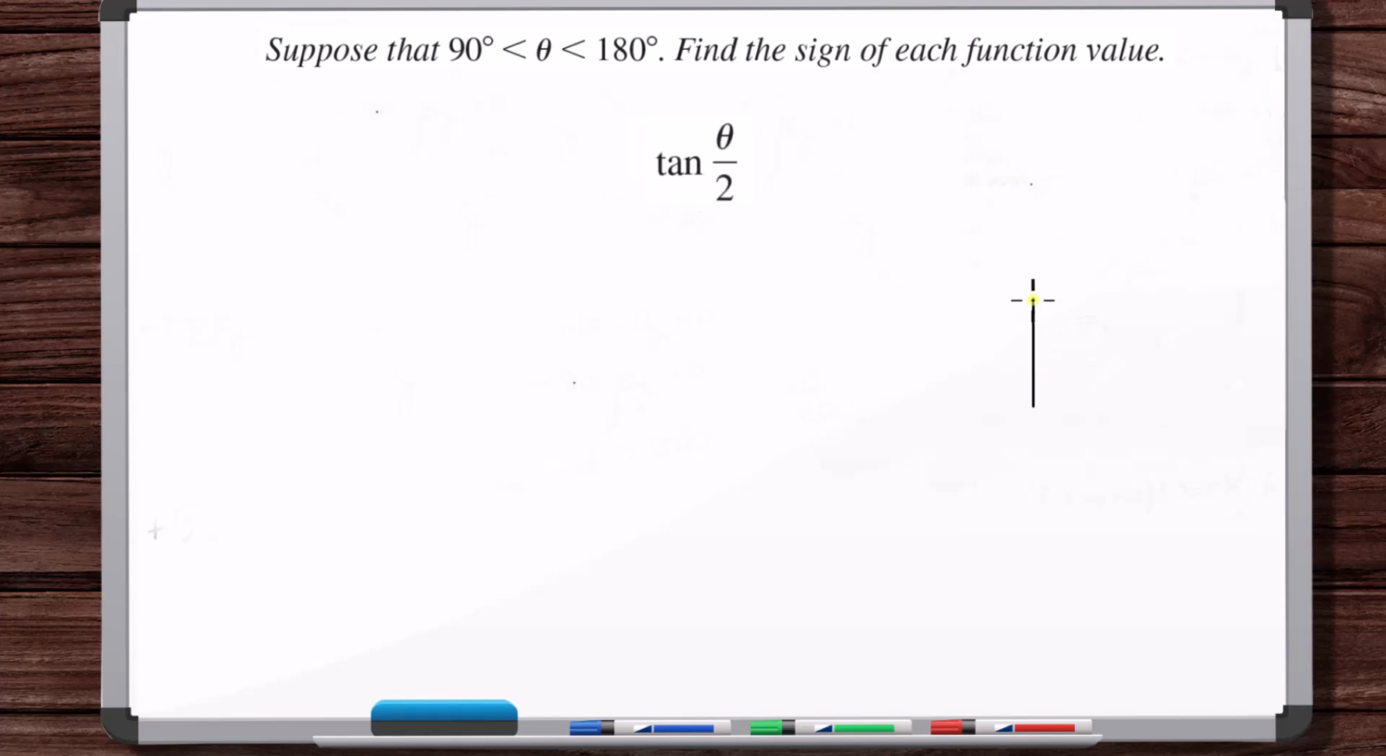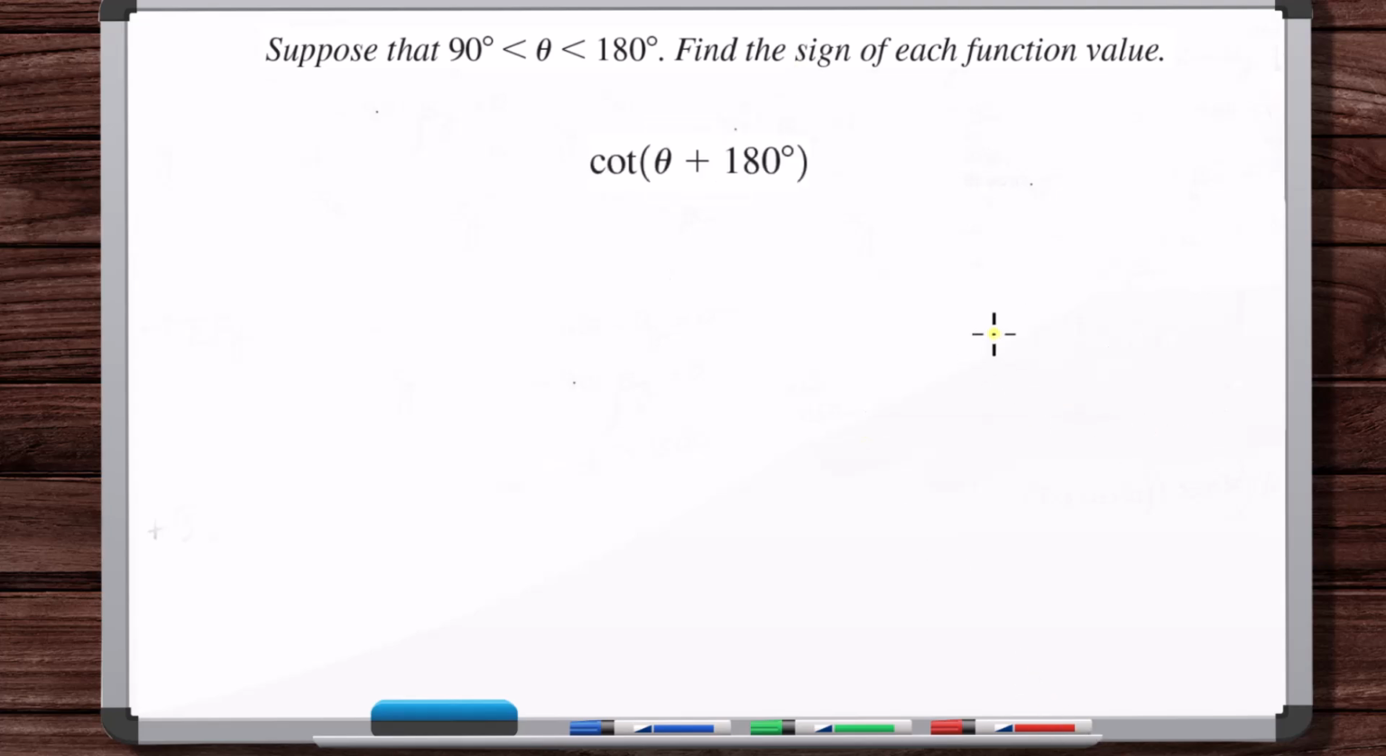Okay, theta divided by 2. If we think, 90 divided by 2 is 45 degrees, 180 divided by 2 is 90 degrees. But it's between those two, so we're not going to be at 90 or at 45. We're going to be somewhere in here. We're going to have an acute angle. All trig functions of acute angles, every single trig function, is going to be positive.